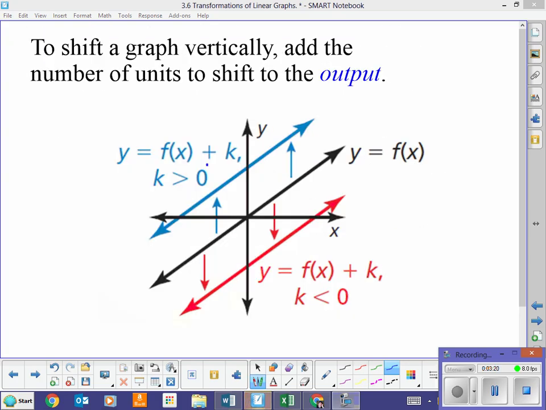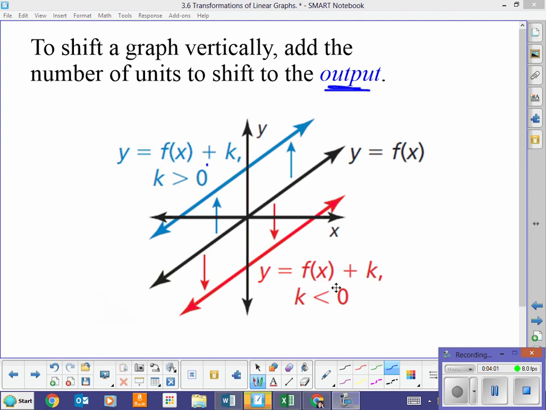What about a vertical shift? To shift vertically, we're going to add the number of units to shift to the output. Here's our parent function. If we add a positive number to it, k greater than 0, then we're going to shift it up vertically. If we add to it a number less than 0, a negative number, we're going to shift it down. This will look like subtraction sometimes because we're adding a negative number. And this is to the output, because it happens after the f of x.